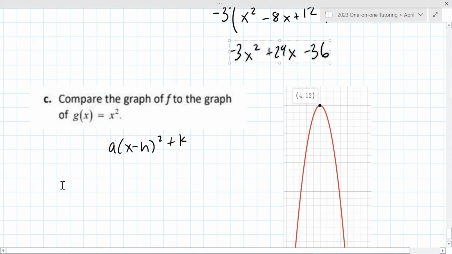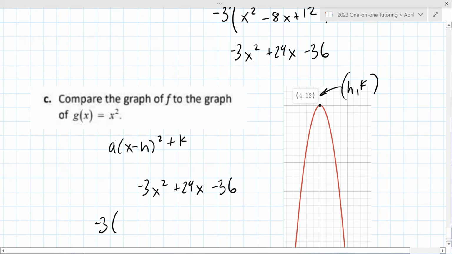Then it's negative. Yeah, so it's still -3 for a. A is always the same. This is your vertex and that's your shortcut. You don't have to complete the square. Go ahead. -3 times x minus 4 squared plus 12.